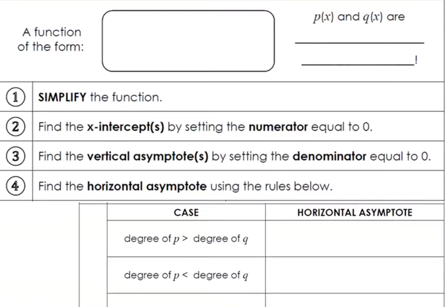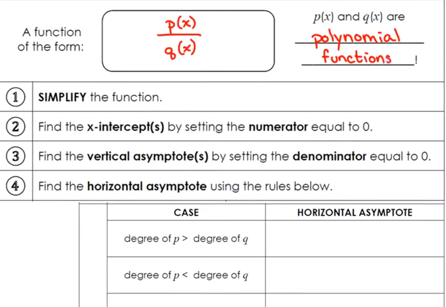Here's what we're talking about. A function in the form P of x over Q of x. P and Q are just polynomial functions. We're just talking about what we've been dealing with, rational functions.